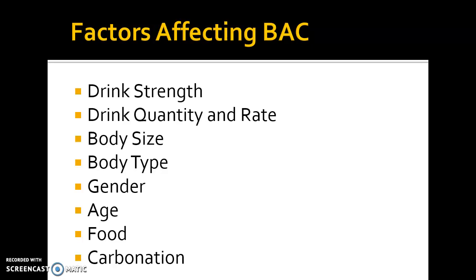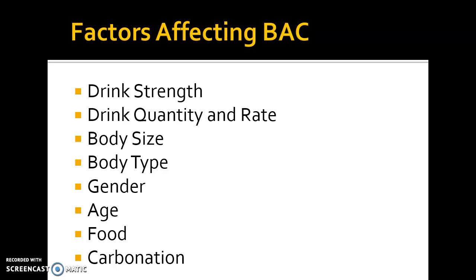Your body size: if you are smaller and have less blood, your blood alcohol content will be higher. Your body type: if you are a female, generally you have more fat, and fat doesn't absorb the alcohol, so it stays in your bloodstream. If you have more muscle, muscle absorbs the alcohol, so it gets it out of the bloodstream, so you don't have a high BAC. Gender: females generally have more body fat than males, so generally women will feel the effects of a higher BAC before males.